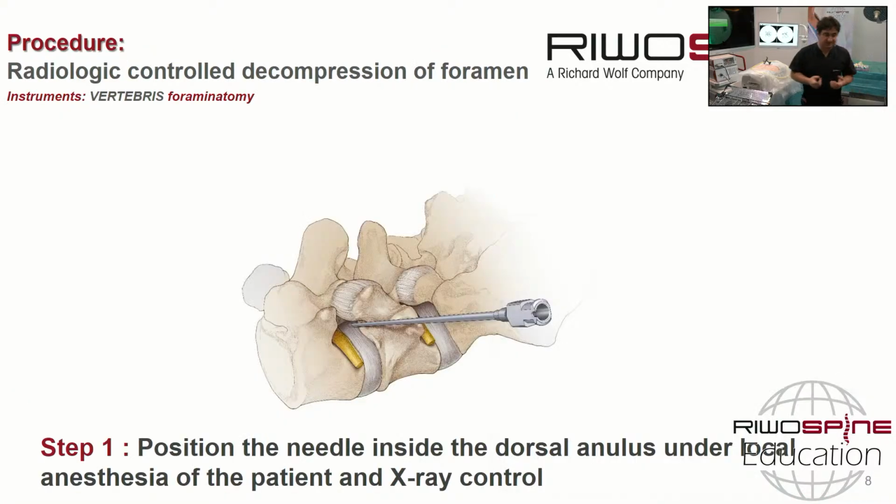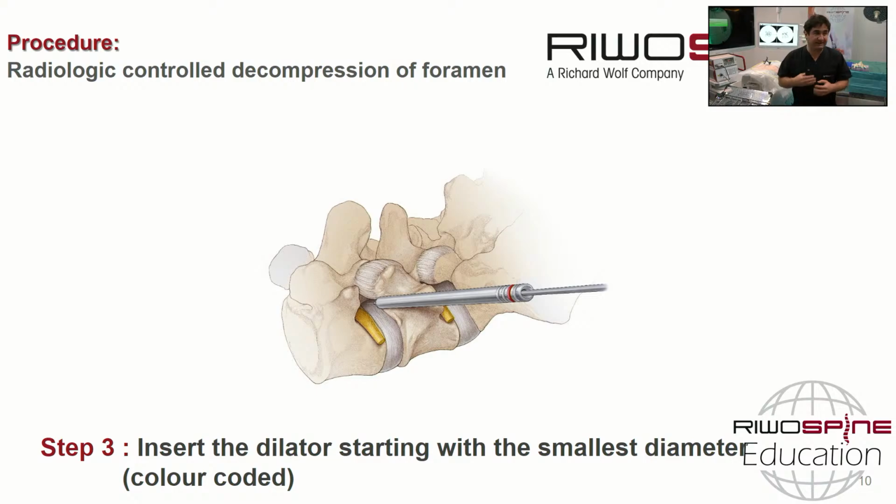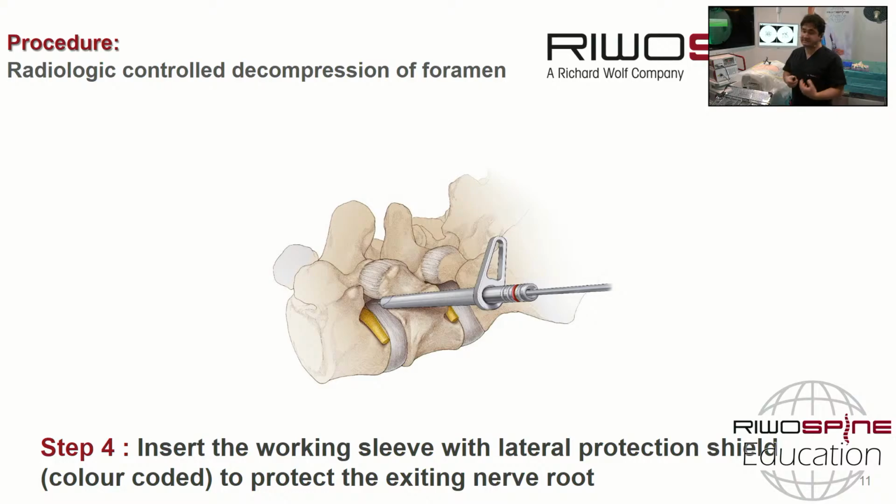What is the radiological control? Maybe you know this. The well-known name is the foraminoplasty or foraminectomy. You can introduce your needle to the bone, or you can dock on the bone or on the dorsal annulus, according to your preference or what you want to do. Then you can introduce the guide wire through the needle. And over the guide wire, you can dilate with the step dilators. And over the dilators, you can place the working sleeves according to the size.